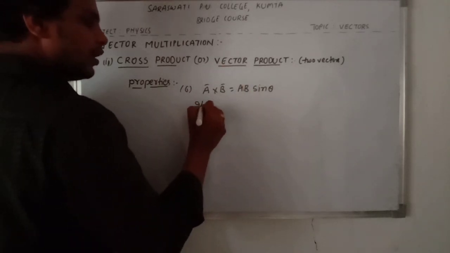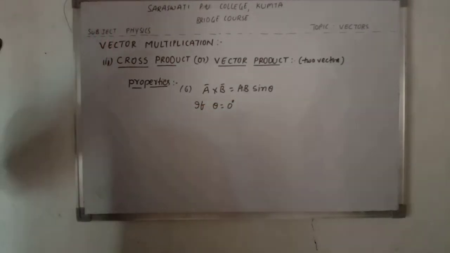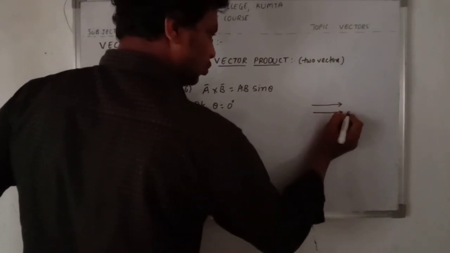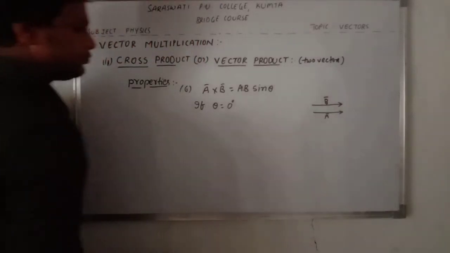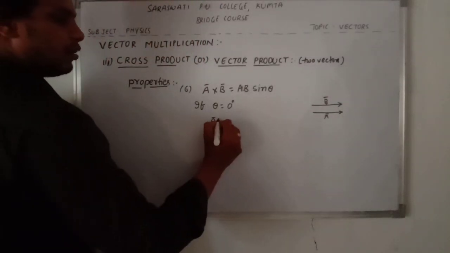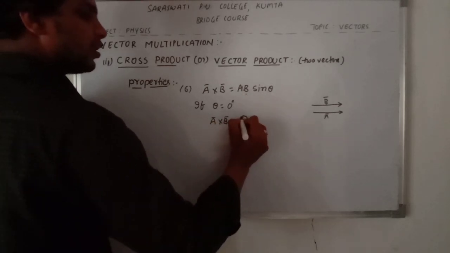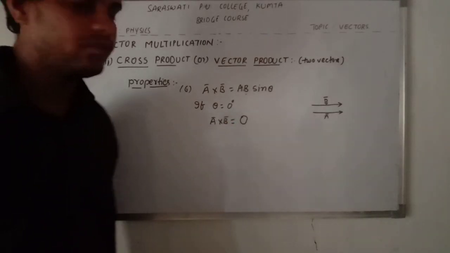For example, if theta is equal to 0, which means that a bar and b bar are in the same direction. If two vectors are in the same direction, then a bar cross b bar is equal to ab sin 0, which is 0. So the cross product is 0.